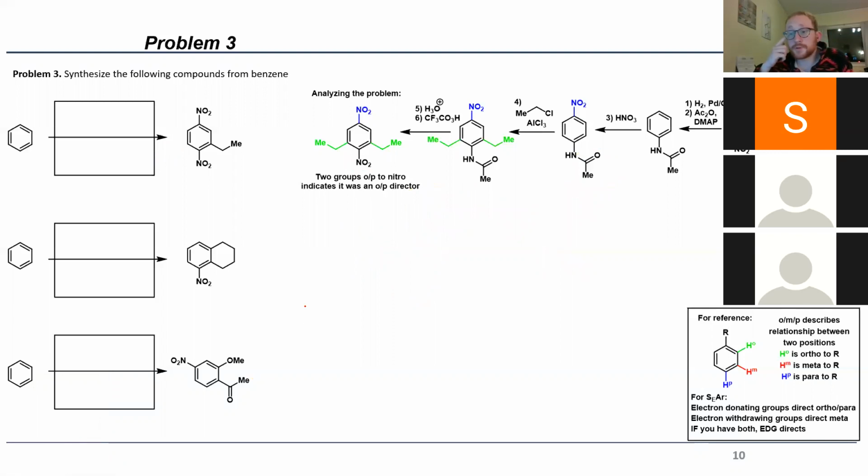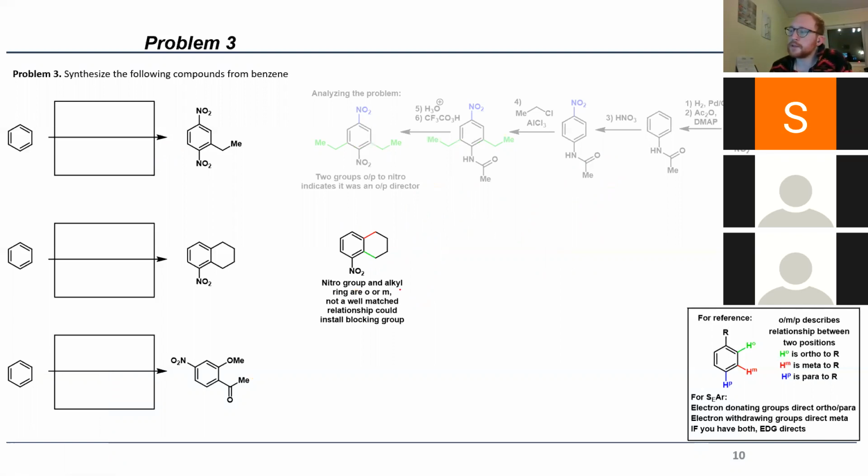Okay. So as we look at problem 2, we can see that the nitro group and the alkyl ring are ortho or meta to each other. And this is not a well-matched relationship. So this is another case where you need to think about switching the character of one of these groups, because when you have a mismatched relationship, you should recognize that one of those things likely used to be something else. And so in this case, we'll once again think about switching the character of the nitro group.